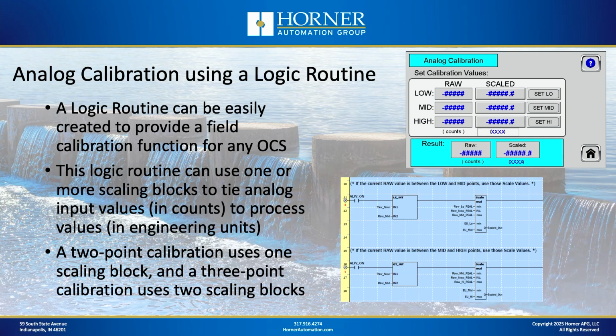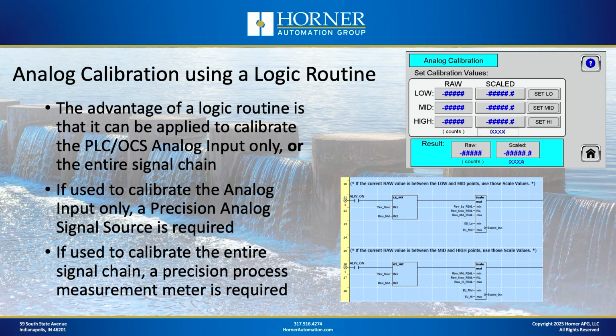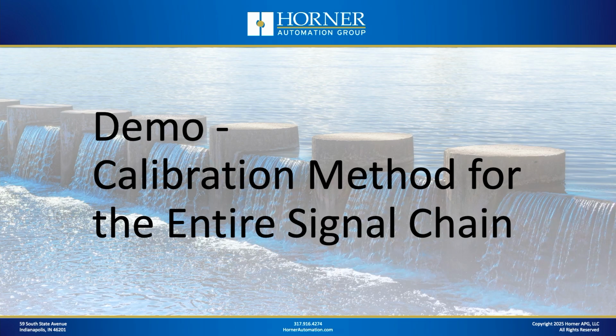So that'll be nice. Now in terms of the instruments that we need, again, we can use this approach either to calibrate just the analog input circuitry on the Horner OCS, or better yet, to calibrate the entire system. And of course, if we're calibrating the entire system, then we have to have that precision instrument that's going to measure the process value in engineering units accurately. Okay, let's go ahead and take a look at our demonstration where we're going to calibrate the entire signal chain using this method of a logic routine.